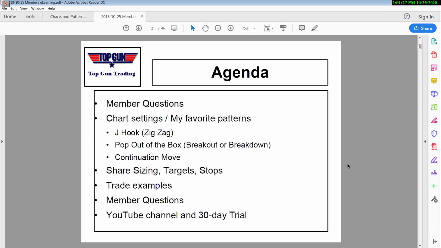And we're going to go over some chart settings and some favorite patterns since we have new folks here and people said, you know, I'm new to day trading or I've never done day trading before. Could you tell me exactly what it is you do? And it's not the only way, but it's my way. And I'm going to go over some share sizing and some favorite patterns, some trade examples.